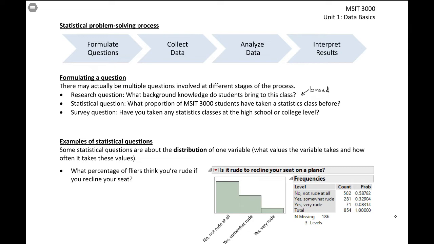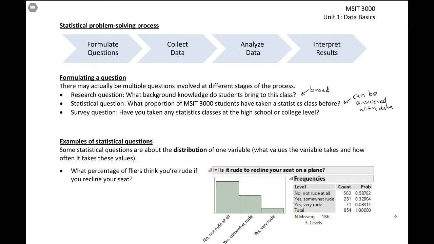So a statistical question narrows it down a little bit. A statistical question is one that can actually be answered with data. Okay, so let's say my statistical question is what proportion of MSIT 3000 students have taken a statistics class before? That's specific enough that I know how to answer that question. But then to actually collect that data, I need another question. I need a survey question.